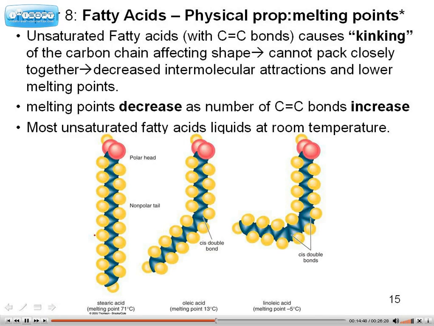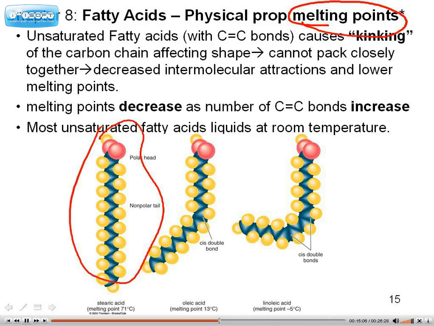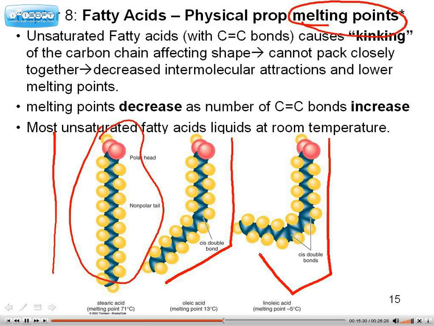Alright, so let's go into some of the physical properties. Rather than boiling point, we're going to be focusing on melting point. And here is the general idea. If you take a look at stearic acid, it is roughly in a straight line. However, the minute you start having double bonds, then what will happen is you'll start to have a kink or bend to the fatty acid. Take a look at this fatty acid to the far right. It has two double bonds, so you have a major kink factor, so to speak.